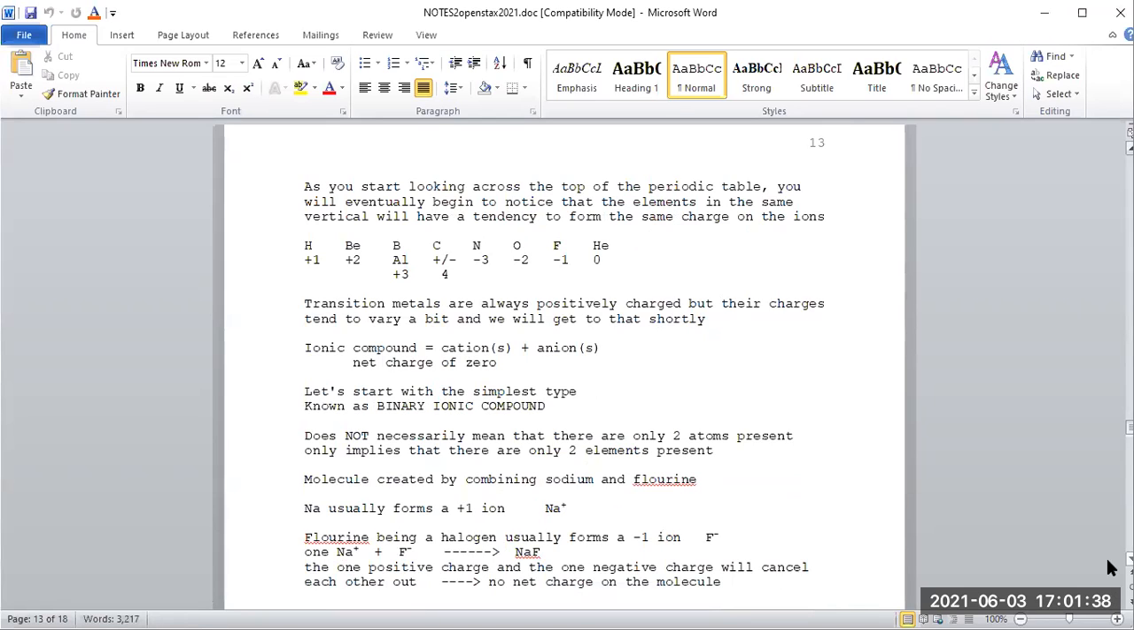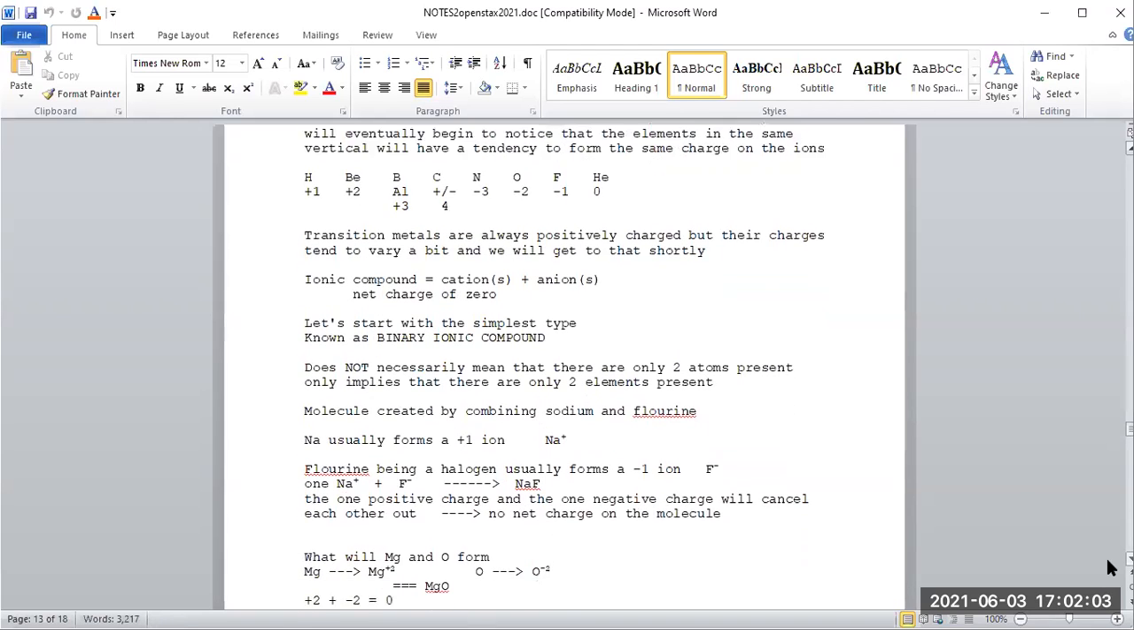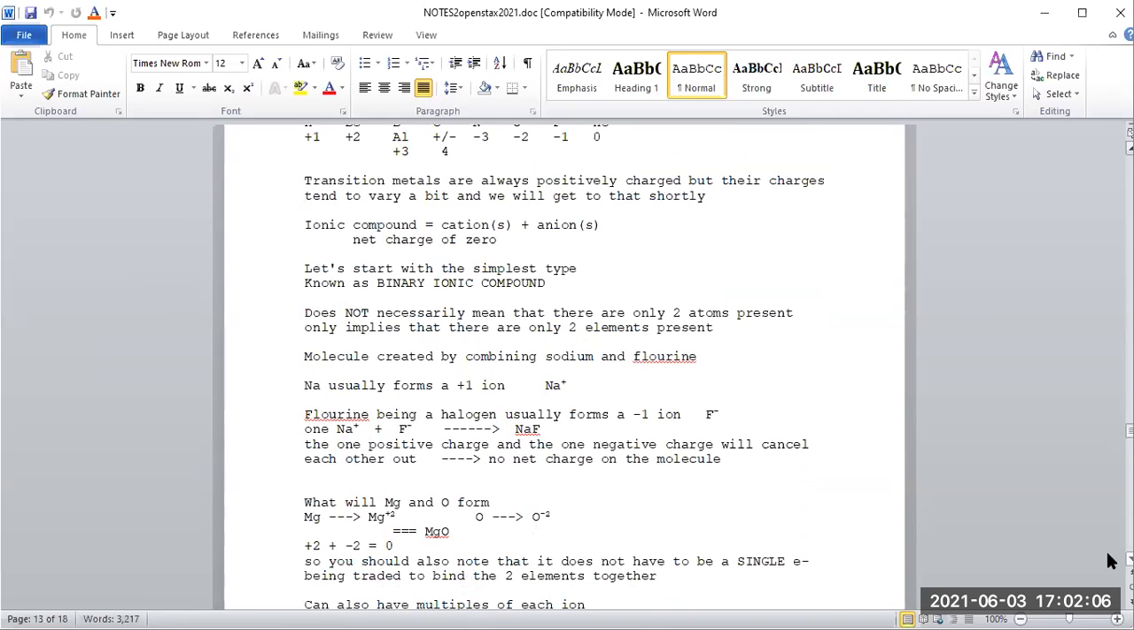If you are creating a molecule, specifically referred to as an ionic compound, all of your cations and all of your anions should cancel out so that there are no leftovers. And we are going to call this a binary ionic compound. It does not necessarily mean that there's only 2 elements, or there's only 2 atoms. It means there's 2 elements. And I obviously misspelled fluorine.